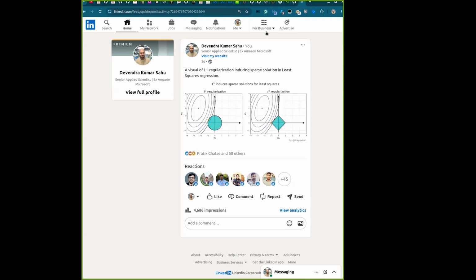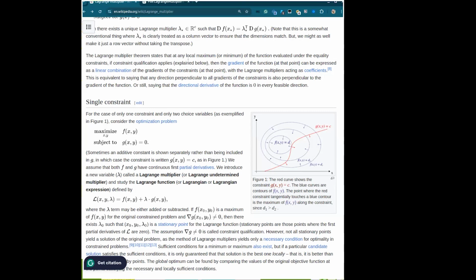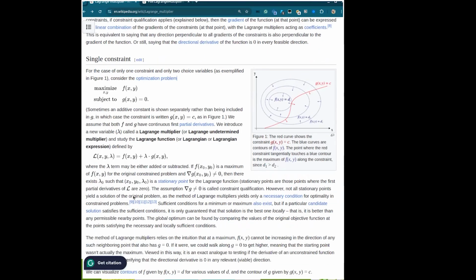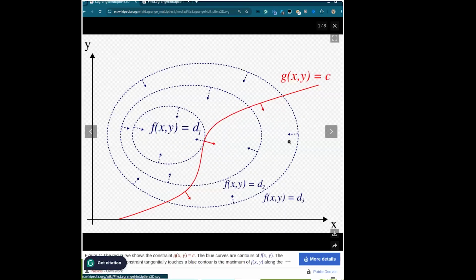Another strong intuition is coming from Lagrangian. Let's look at that as well. So this is the Wikipedia page for Lagrange multiplier, and the problem is kind of familiar. So we want to maximize f of x comma y, where the variables are x and y, subject to the constraint that g of x comma y is equal to 0. And of course, the Lagrangian will be f of x comma y plus lambda times g of x comma y. And the stationary points for these solutions are where the gradient of the Lagrangian is equal to 0, right? We'll discuss that in a bit, but let's look at the intuition first.